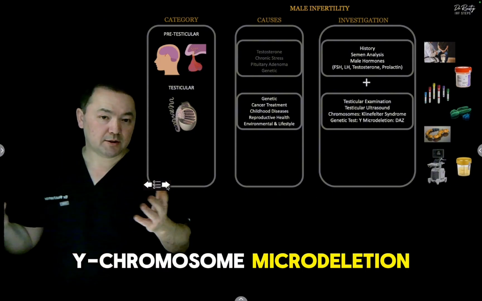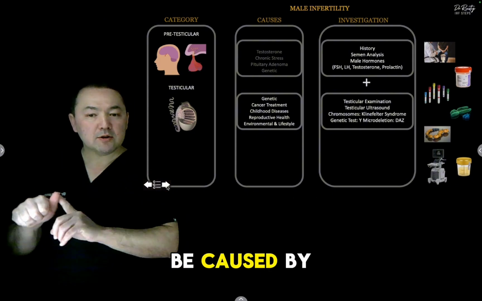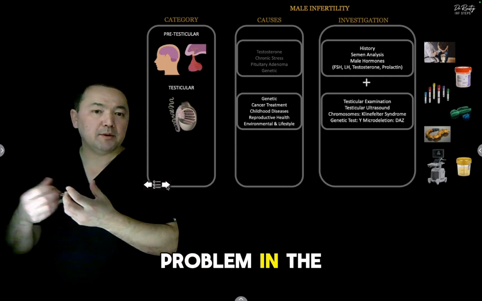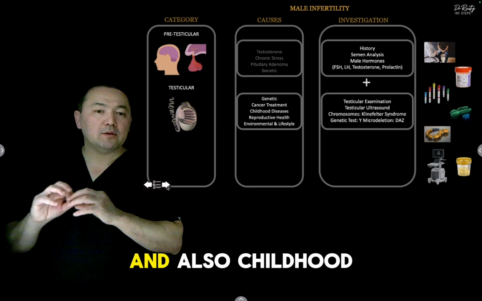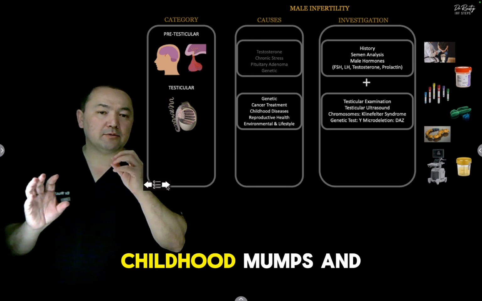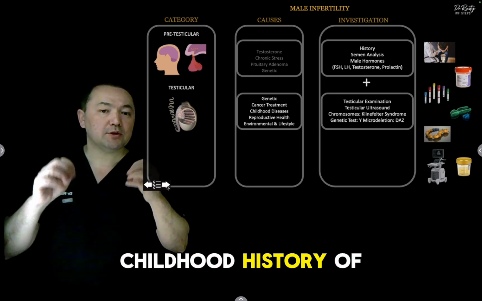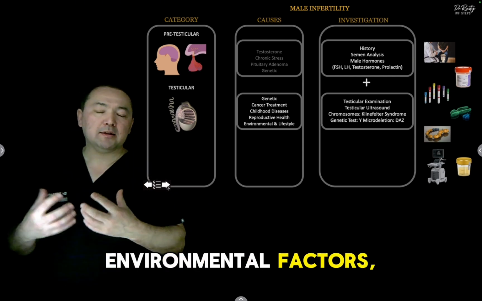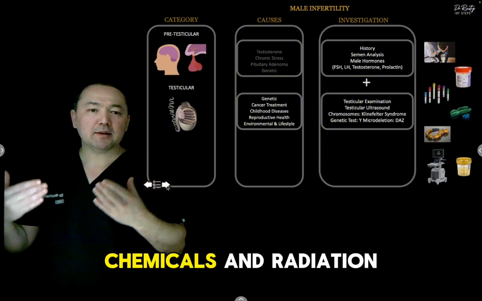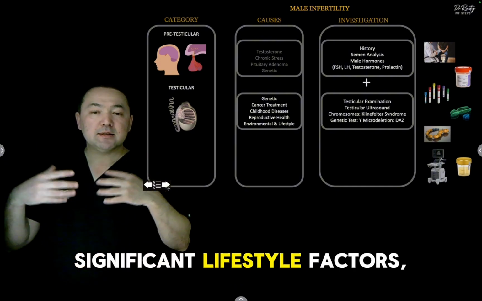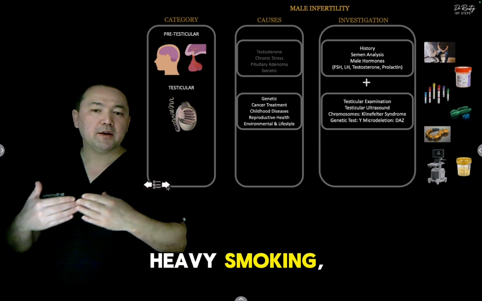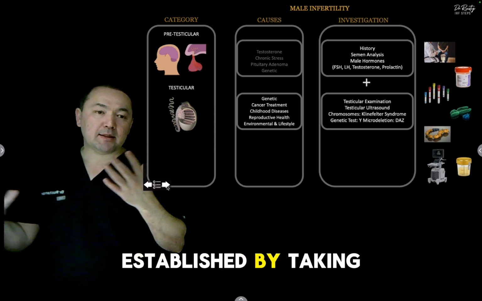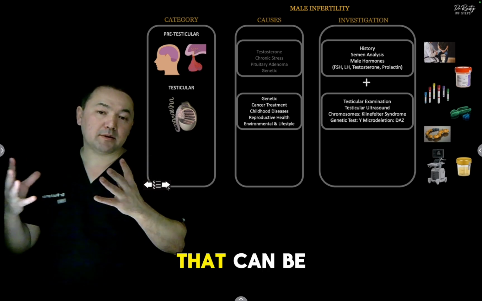Y chromosome microdeletion. And also this can be caused by cancer treatment, by radiation, chemotherapy, which can cause problems in the testicular tissue, and also childhood trauma, childhood mumps, and childhood history of undescended testes. Also it can be caused by environmental factors like exposure to environmental chemicals and radiation, and significant lifestyle factors: heavy smoking, heavy drinking, using illicit drugs. And that can be established by taking history.